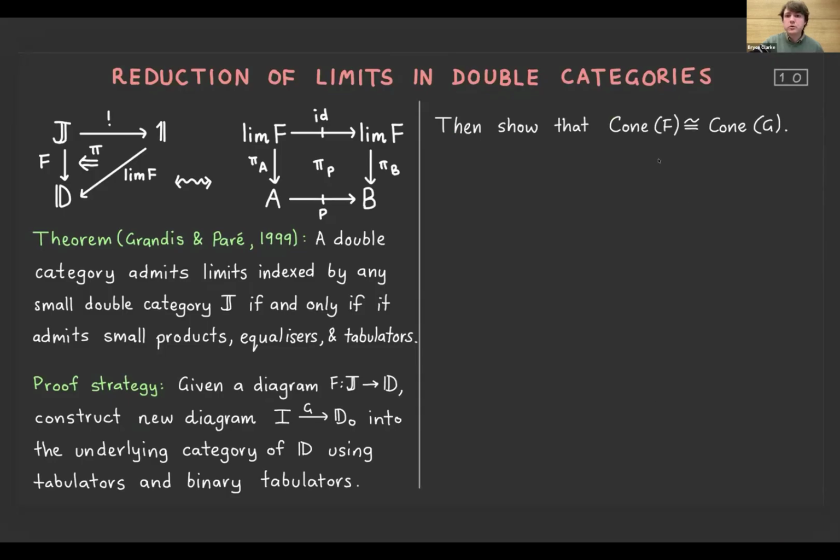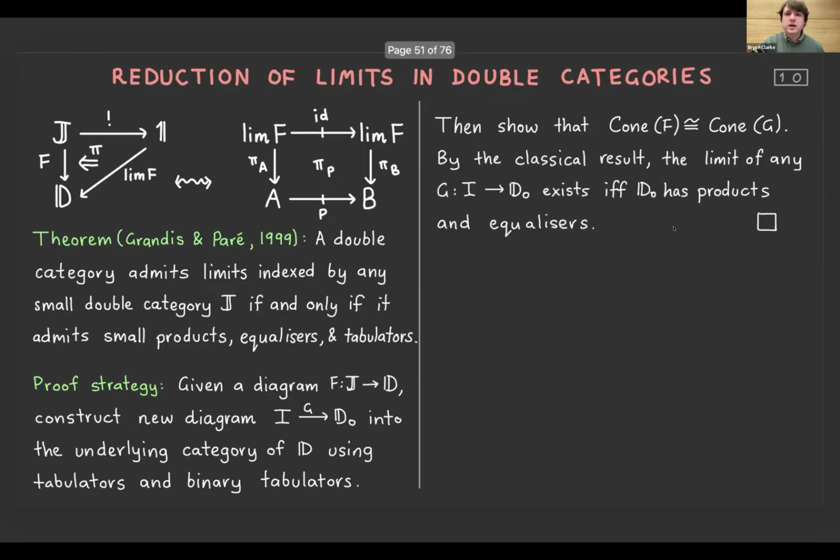They then show that the category of cones over the original diagram, the double functor that we had, is isomorphic to the category of cones over this new diagram that we've constructed. Okay, again, this is not exactly what they do, but it's more or less what they're doing. And then once we have this, by this classical result that all limits of functors exist if and only if a category has products and equalizers, we get the result that they claim. Okay. And so this is all very good.